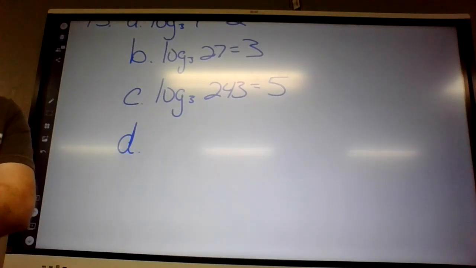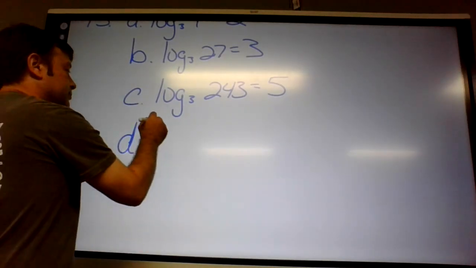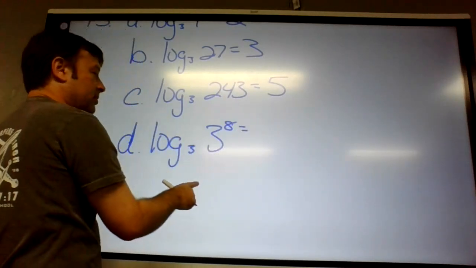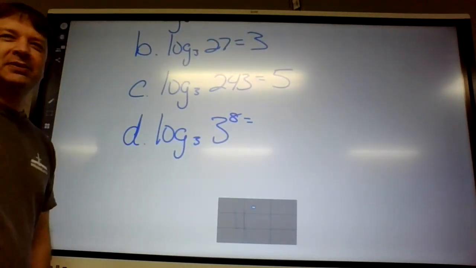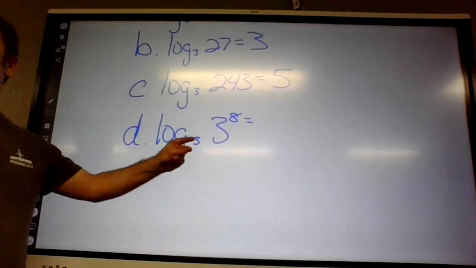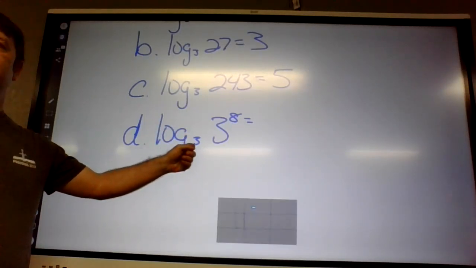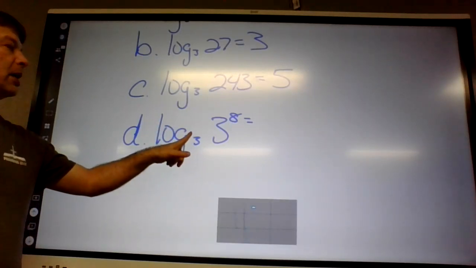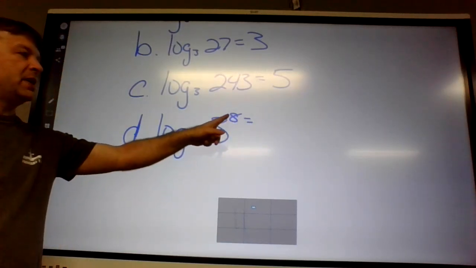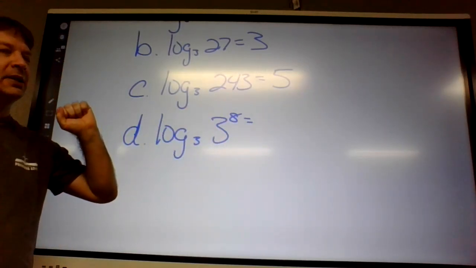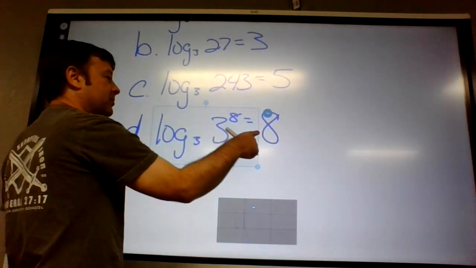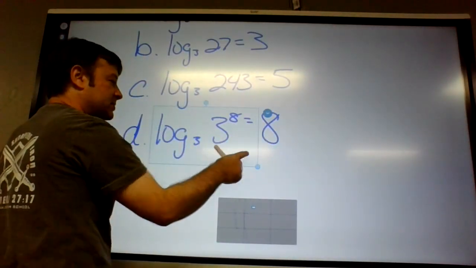D. Can we just write the numbers? Yeah. I kind of need something to point out though. So on this one, it's a little bit different. Any ideas? Switch one to the other side. No. It's 3 to the what equals 3 to the 8th? 8. It might sound complicated, but it's just 3 to the what equals 3 to the 8th. It's just 8.